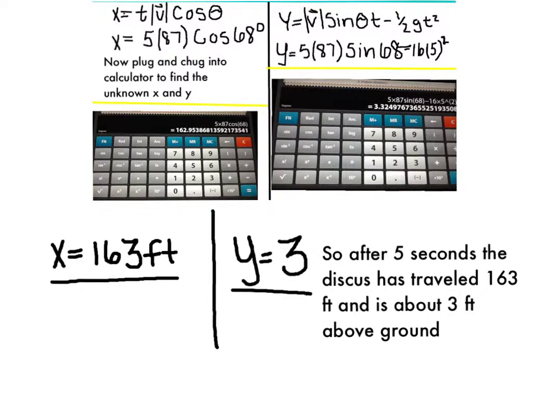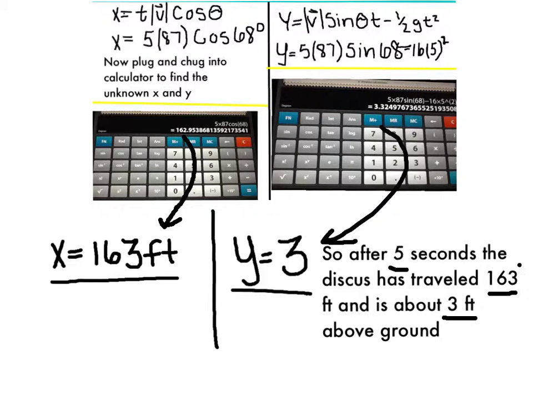After we calculate, we're pretty much done. So our final results will equal 163 feet for x and about 3 feet for y. So after 5 seconds, the discus has traveled 163 feet and is about 3 feet above ground.